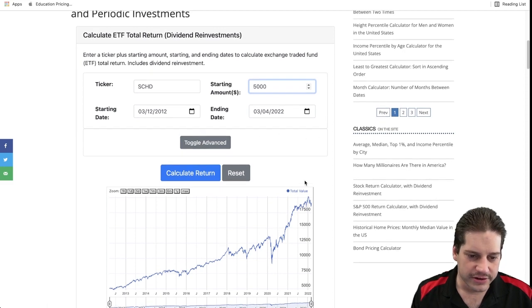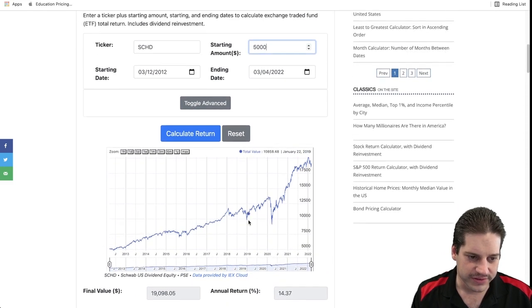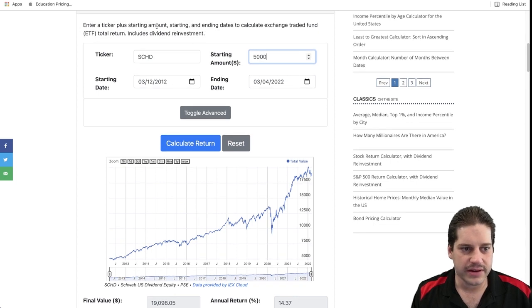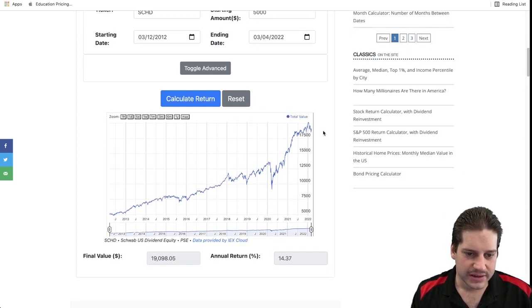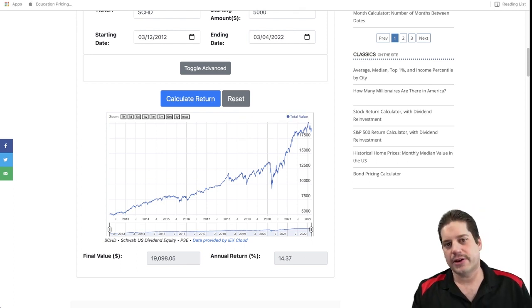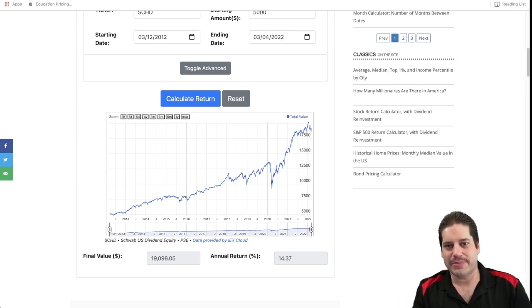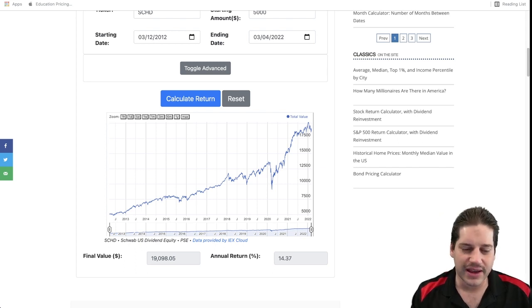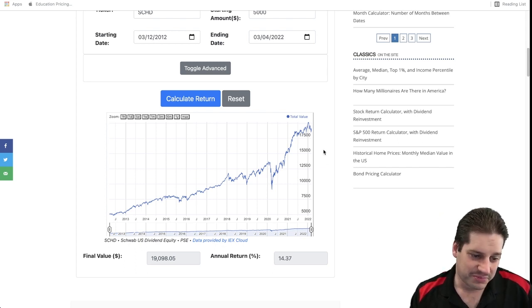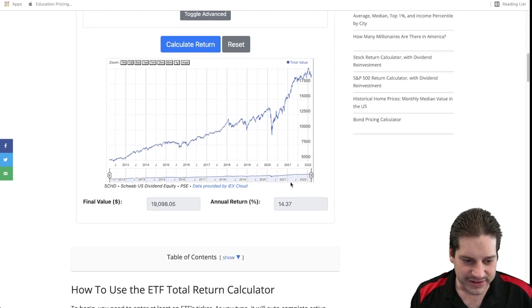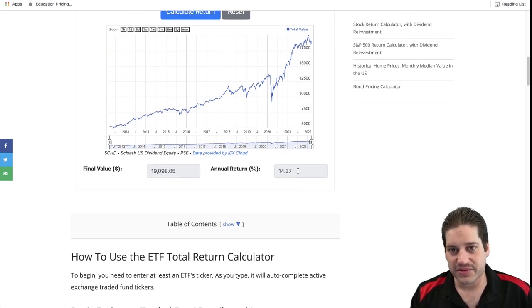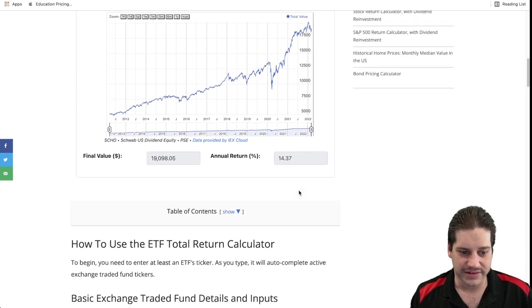We've set it for 10 years, and over the course of 10 years, you can see how this grows. The final value of this $5,000 with dividend reinvestment would have grown to $19,000 in 10 years. So it would have grown 4 times in that time. I know past performance is not indicative of future performance, especially since we've had probably the best bull run for a 10-year period since before the bubble in 2008. But it's pretty nice to see that it would have done really well during this time. Annual return is 14% a year, which is just awesome.